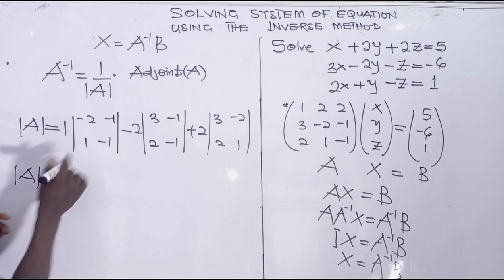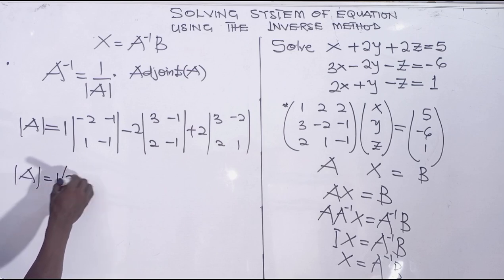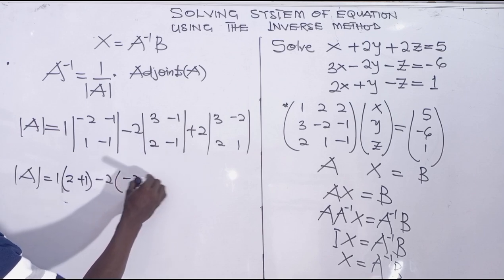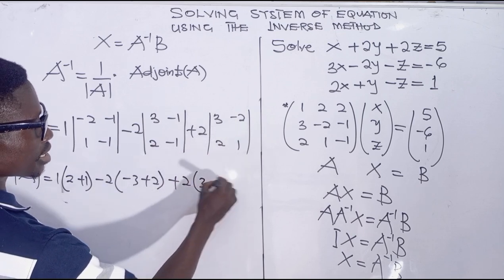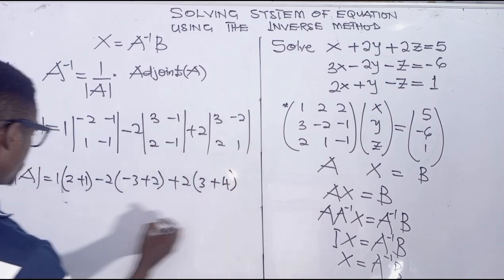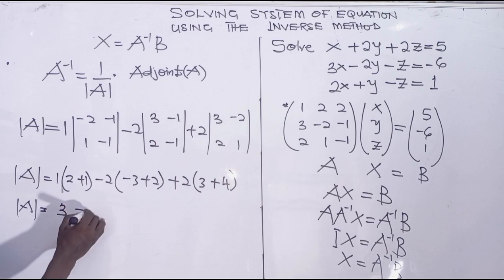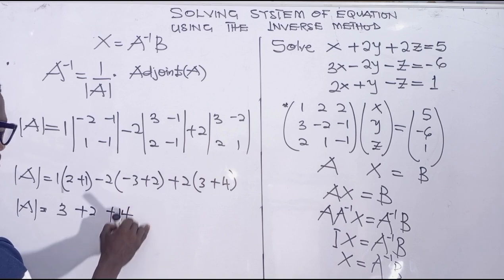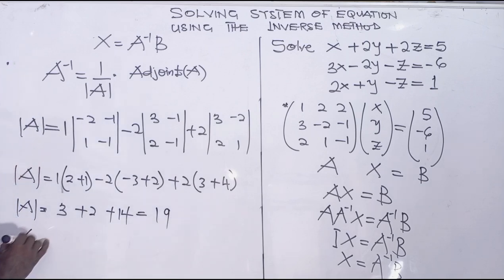So we find the determinant of these entries. This is going to give us 2 plus 1. We have minus. This is going to give us minus 3 plus what? 2 plus 2. This is going to give us 3 plus what? 4. So we have our determinant is equal to, this is going to give us 3 plus 2, and then we have 14. So our determinant is going to be what? 19, right? Good. So determinant of matrix A is equal to 19.